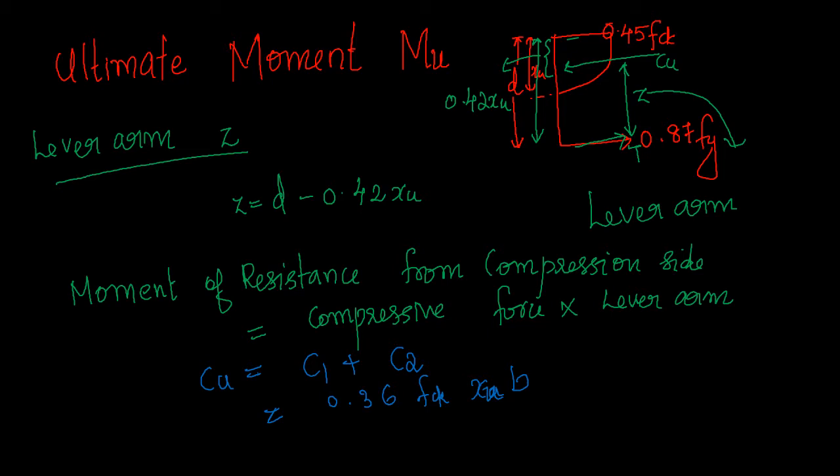We have already derived the expression for CU, isn't it? CU is the sum of C1 plus C2. Therefore, the net compressive force is equal to 0.36 FCK XU b. This is the expression for net compressive force.